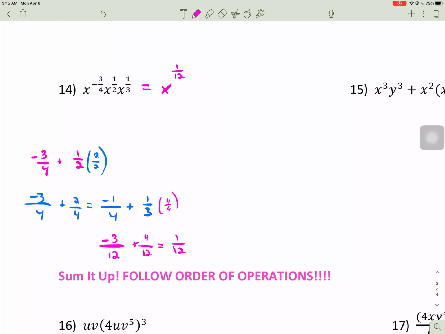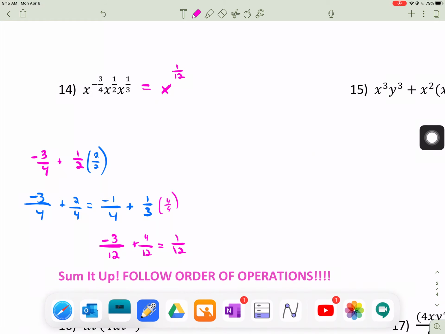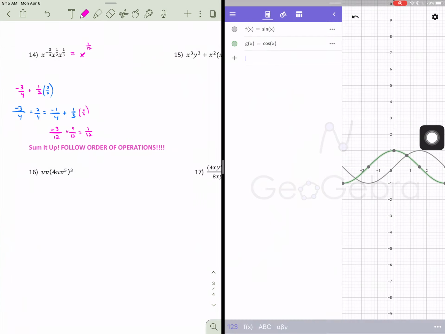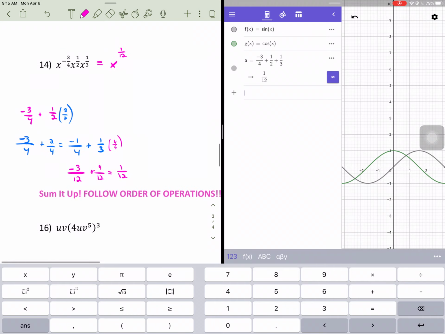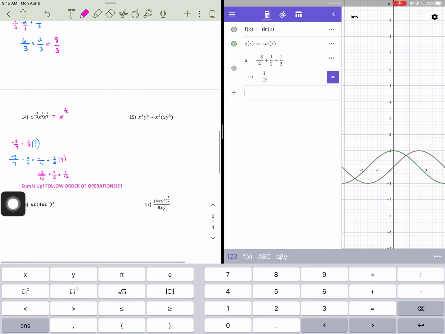Now keep in mind, these fractions, if you don't want to do it like this, you could do it in the calculator. It's not a problem. The calculator will add fractions for you. Watch. What's negative 3/4 plus 1/2 plus 1/3, and there it is, 1/12. So I would recommend you do it in the calculator. It's a good skill to have and to see how it happens, but you could do it right in the calculator. You could add the exponents right in the calculator.